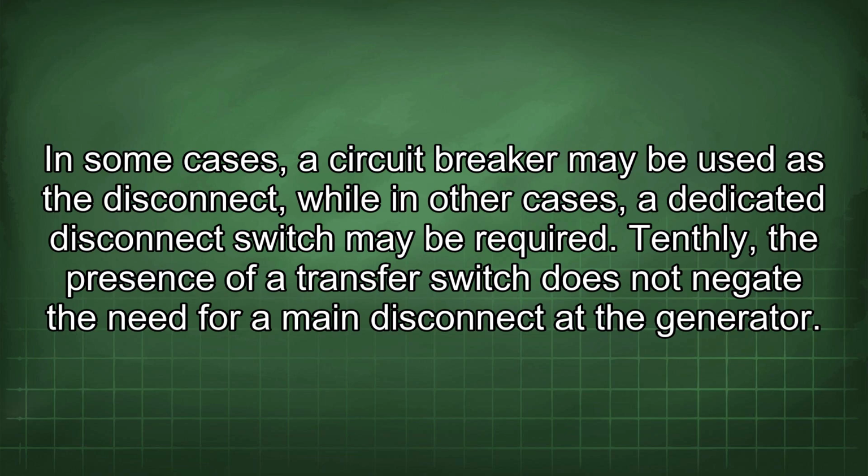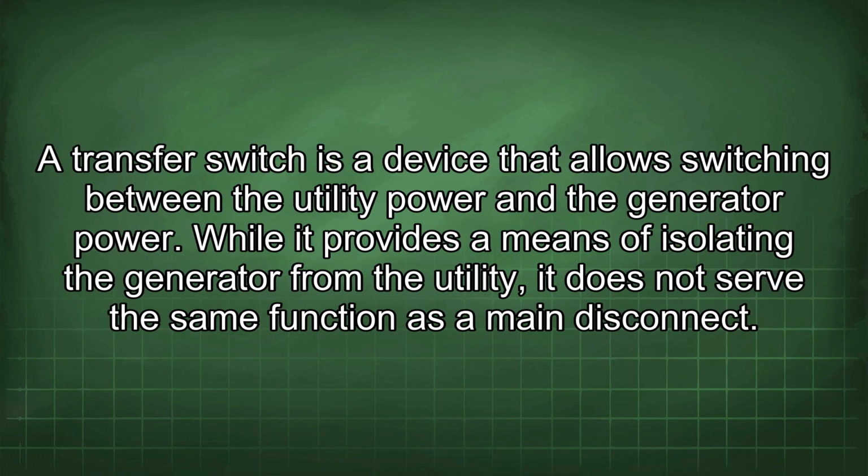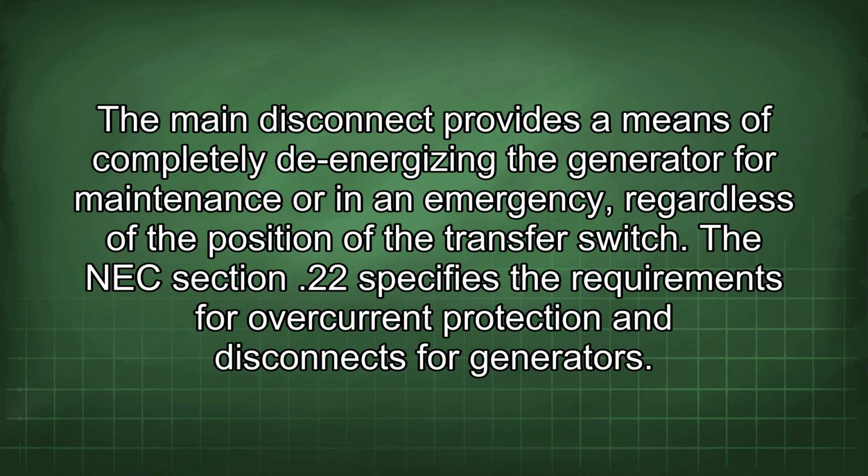In some cases, a circuit breaker may be used as the disconnect, while in other cases, a dedicated disconnect switch may be required. Tenthly, the presence of a transfer switch does not negate the need for a main disconnect at the generator. A transfer switch is a device that allows switching between the utility power and the generator power. While it provides a means of isolating the generator from the utility, it does not serve the same function as a main disconnect. The main disconnect provides a means of completely de-energizing the generator for maintenance or in an emergency, regardless of the position of the transfer switch.